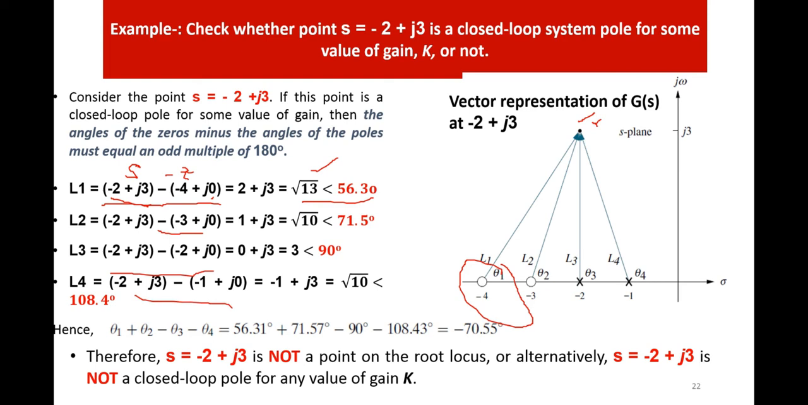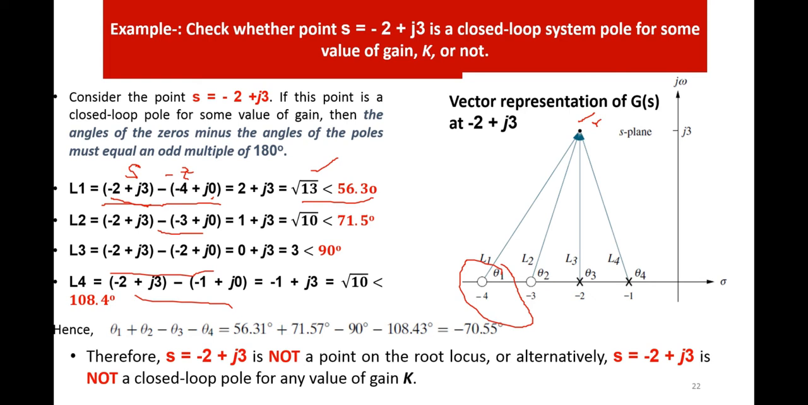And by taking the sum of the angles, which is equal to minus 70. So if we find the sum of the angles, which is minus 70, it means that this point is not lying on the root locus. So for here k is not justified in the characteristic equation. So this point is not lying on the root locus.